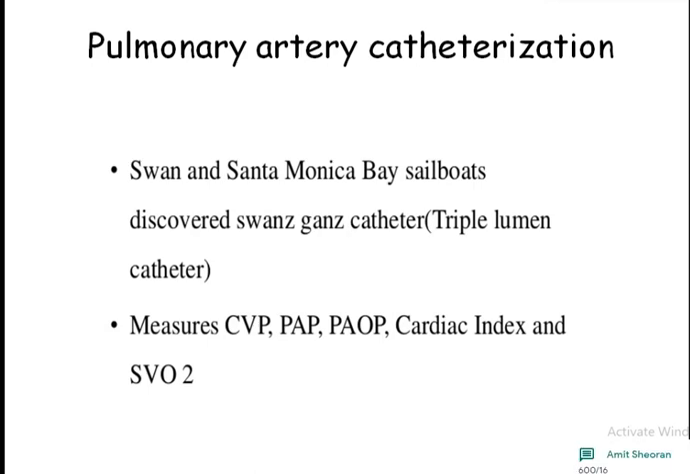And when we are measuring this oxygen saturation in the pulmonary artery, this is known as mixed venous oxygen saturation. And if we are measuring this oxygen saturation in the central line, the central venous catheter, then that will be the venous saturation, the central venous saturation.